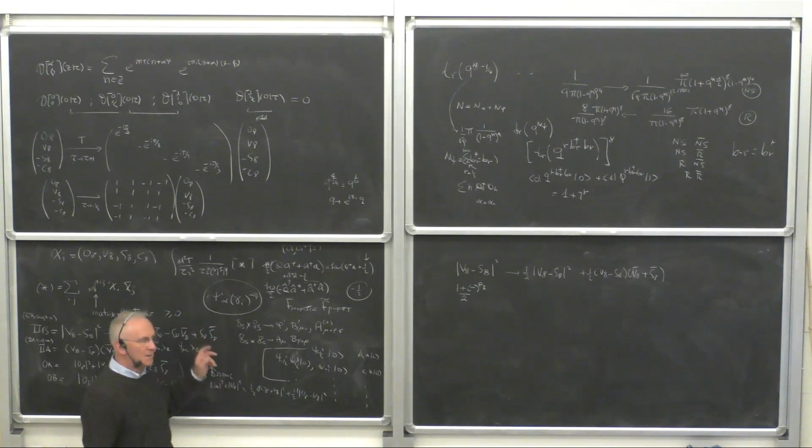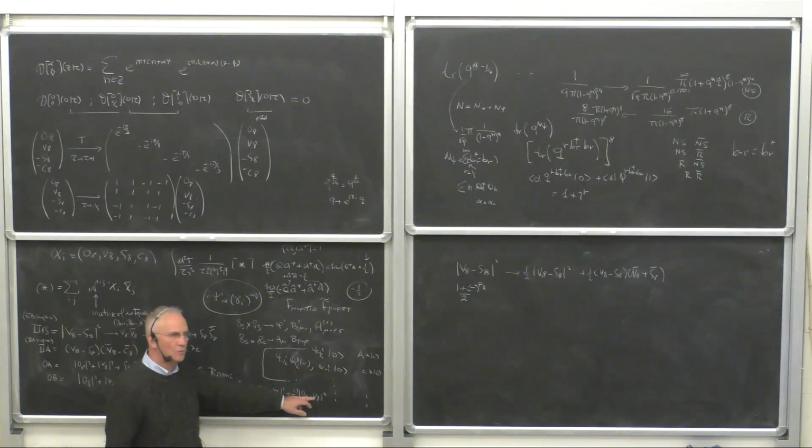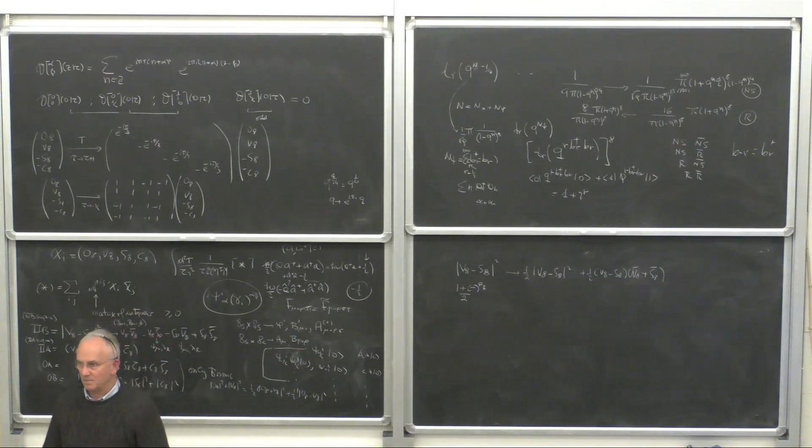But then you do the same thing for the S8 absolute value squared and C8 absolute value squared. You write it as S plus C plus S minus C. Then S plus C goes into O minus V, and S minus C goes into itself. So these are all modular invariant, these four things. It's simple to verify with that matrix.